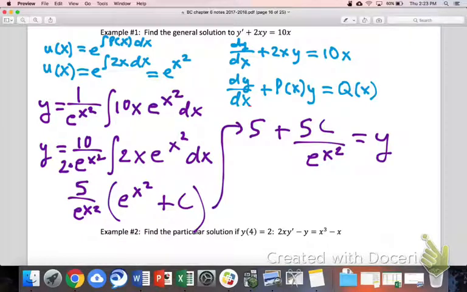So yeah, you could use the formula, totally. It makes it a little bit easier. But again, I wanted you to see where that product rule came from and why the formula ends up working out the way that it does.